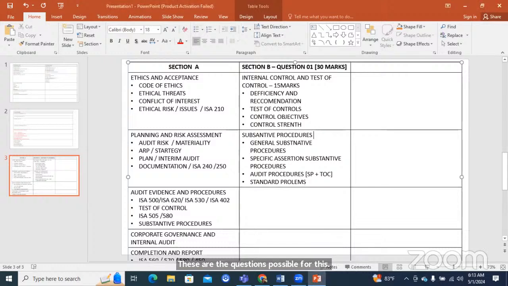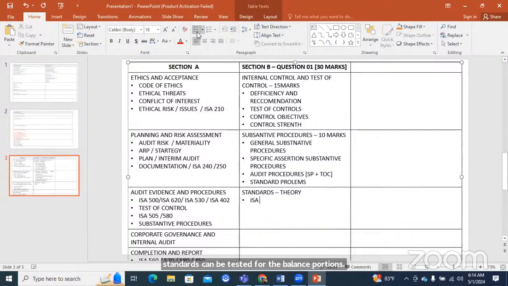Substantive procedure students, this time I am expecting 10 marks in question 1. So 15 marks for controls, 10 marks for substantive procedures, balance 5. Standards: some students might think this is theory, but I say it is standard. There are certain standards that can be tested for the balance portion.